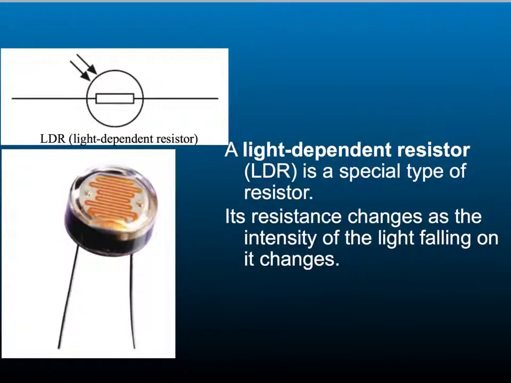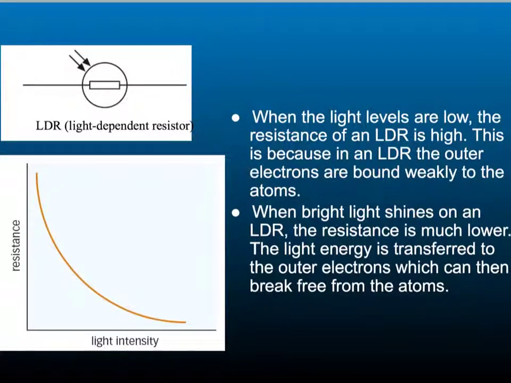Okay, now we're going to talk about different components that we can add into our circuits. This one here is an LDR, or a light dependent resistor. It's a special type of resistor, and its resistance changes as the intensity of light falling on it changes. When the light levels are low, the resistance of an LDR is high. This is because in an LDR, the outer electrons of the atoms are bound weakly. When bright light shines on them, the resistance is much lower. This is because the light energy is transferred to the outer electrons, and that can allow them to break free.